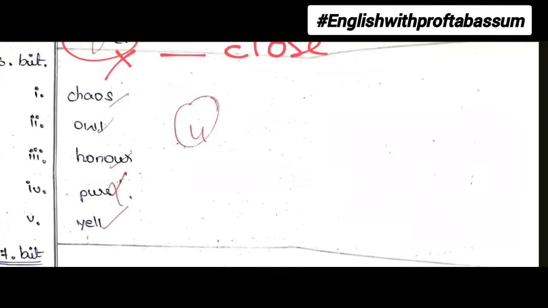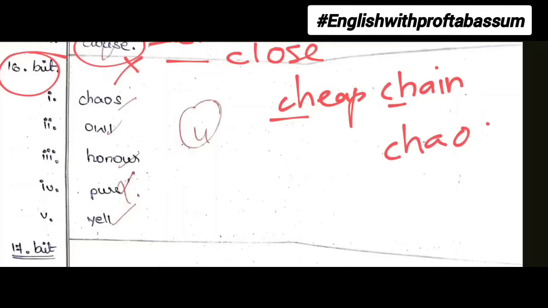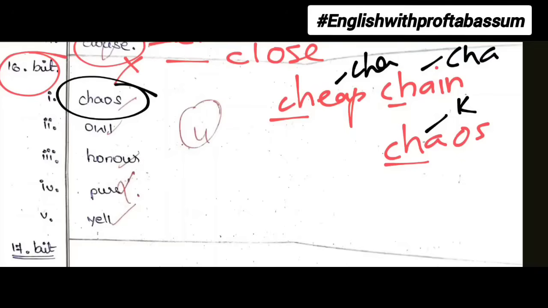Now the next bit, that is bit number 16, that is circle the word that sounds different with regards to the bold letter. For example, three words are there: cheap, chain and chaos. In all three words, CH is underlined and it is bold. So we need to check the sound of CH. In cheap, it is ch. In chain also it is ch. In chaos it is k. So simply you can write the answer, or you can write all these three words cheap, chain, chaos and then circle chaos. That way also you can write.